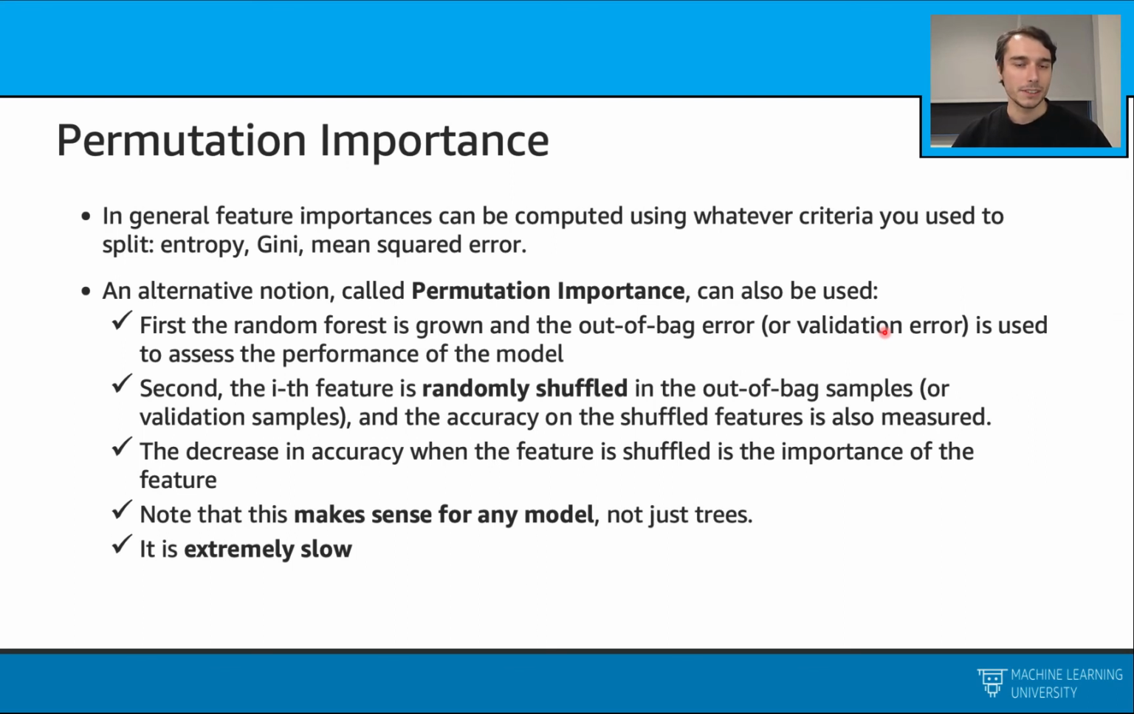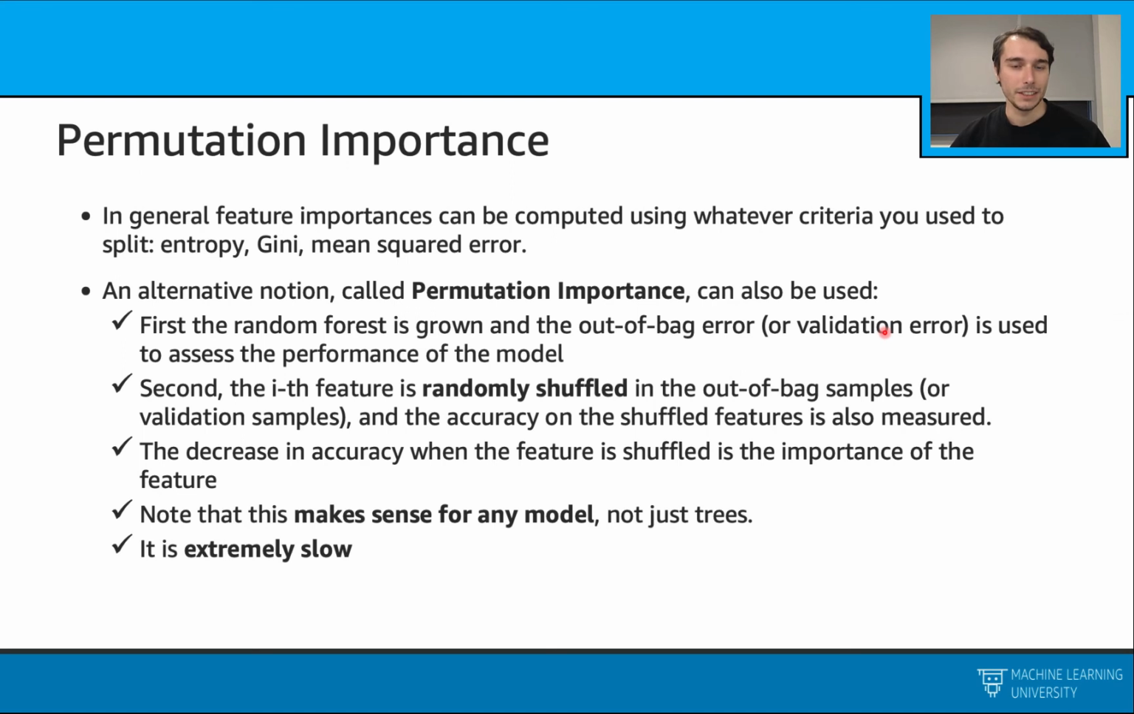Then we will take this trained model and we will go to our data set and we will shuffle one of the features. We will take that column, we will shuffle it. Then we will take those data points. Again, these data points are from our validation samples. And then we will look at the accuracy on these shuffled features.